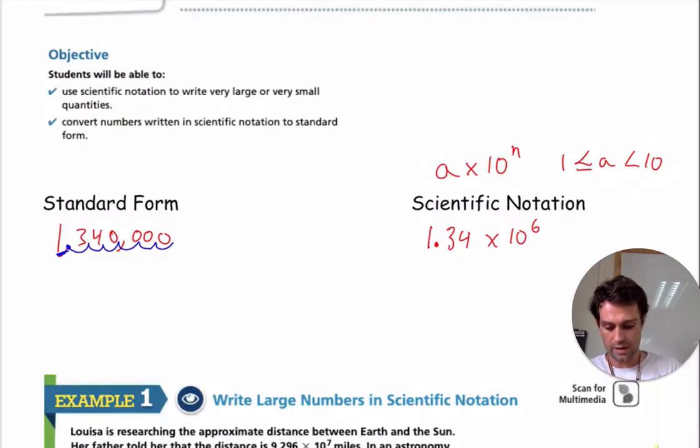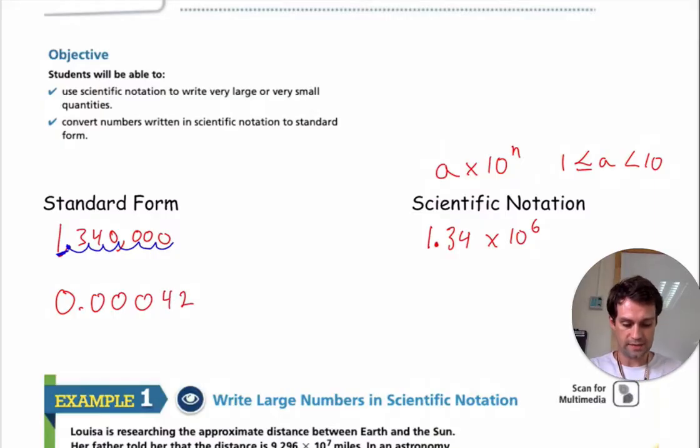We could also have a really small number and write this out as 4.2, and it would be 1, 2, 3, 4. So times 10 to the power of -4. So if it's really small, that exponent is negative, okay?